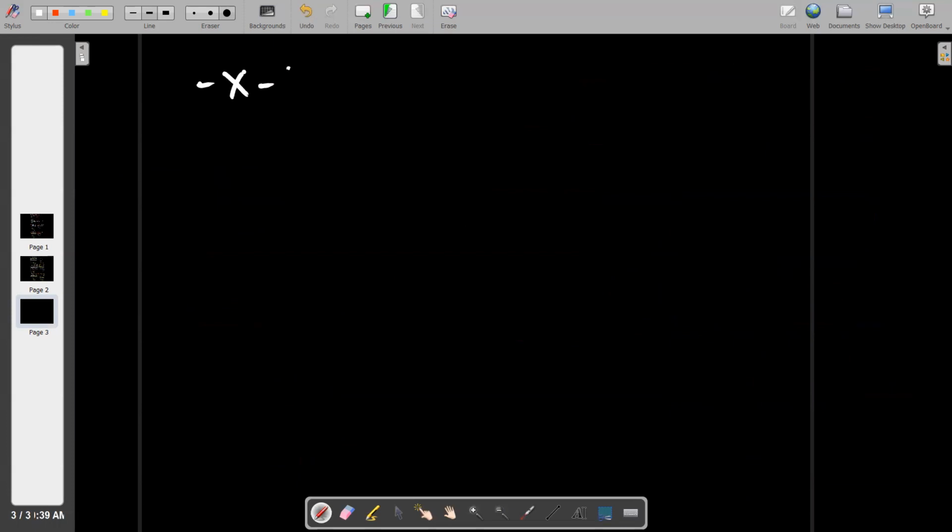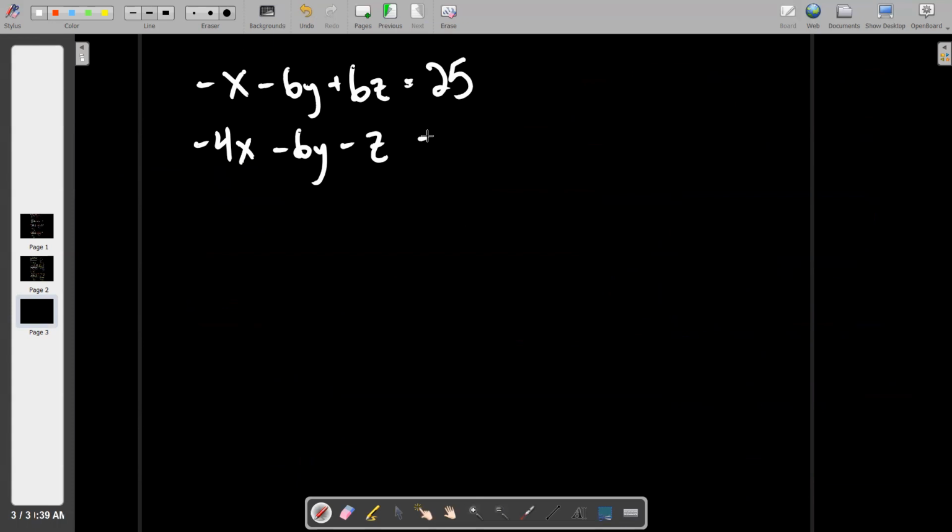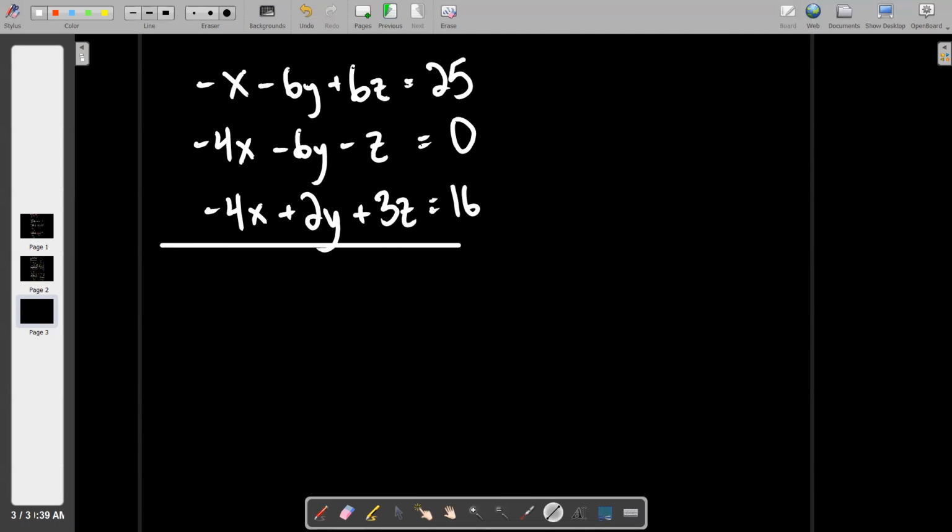Last one. Negative x minus 6y plus 6z equals 25. Negative 4x minus 6y minus z equals 0. Negative 4x plus 2y plus 3z equals 16. All right, let's get in and get this bad boy started.